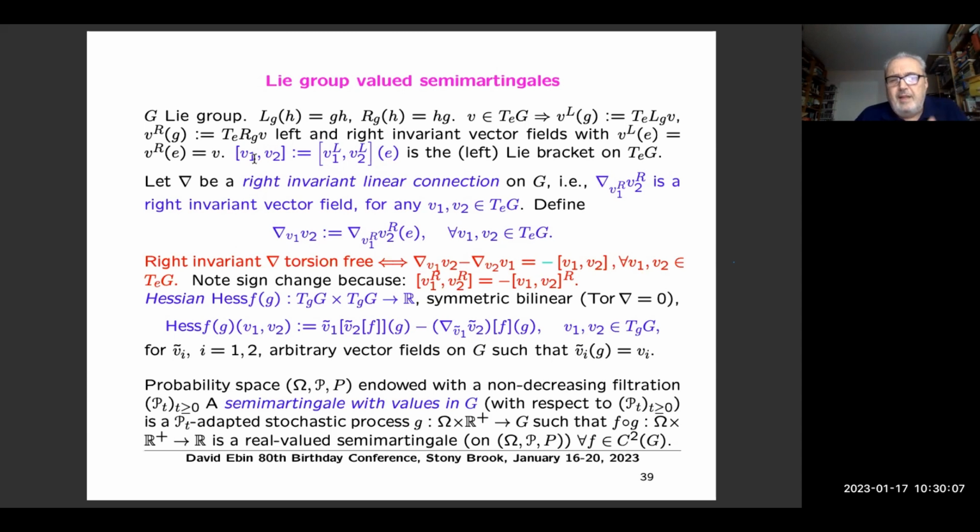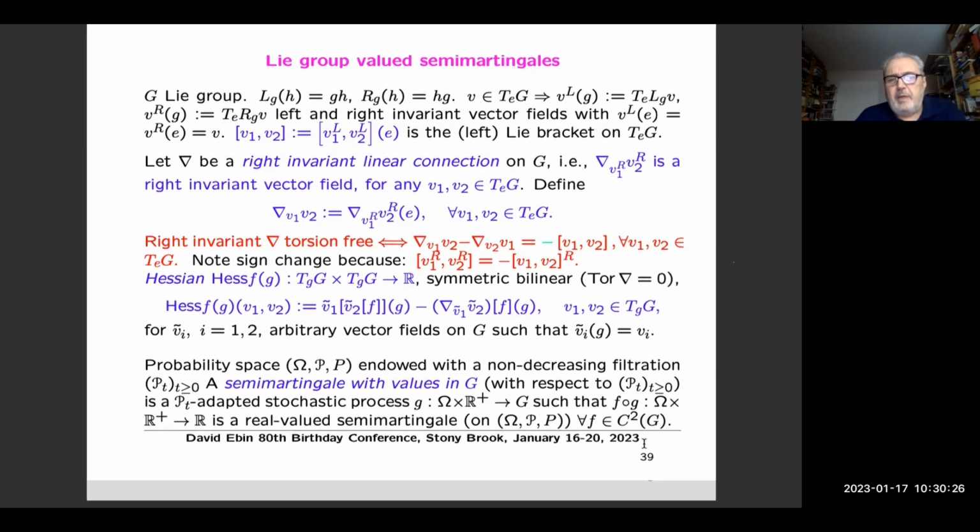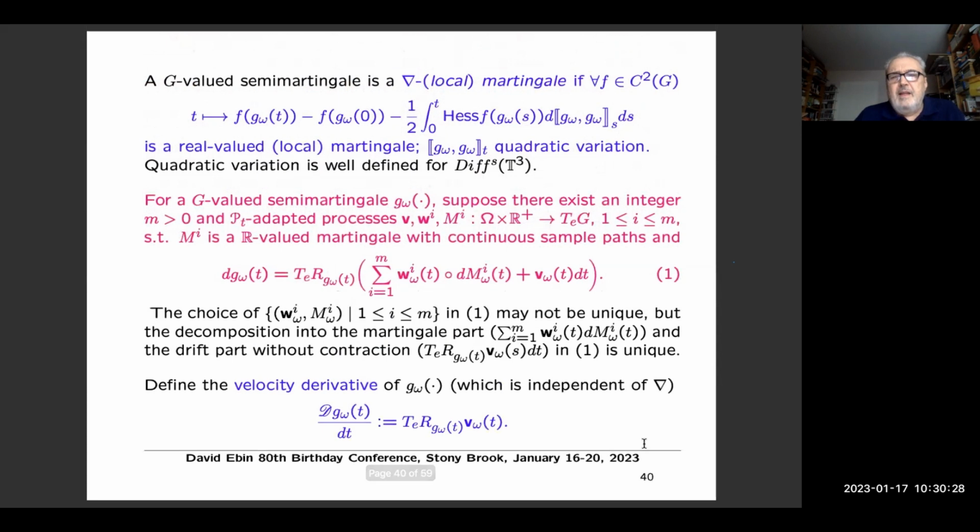So you have to define semimartingales with values in G, for example, and it's very simple. You simply say it's a P_t-adapted process such that when you compose it with any f, a C² function on G, you get a normal, real-valued semimartingale on the probability space. And then you repeat the theory. I don't have time to go through all of this.